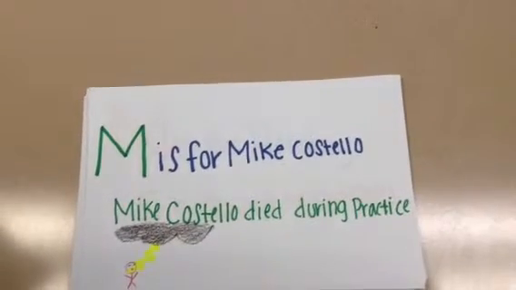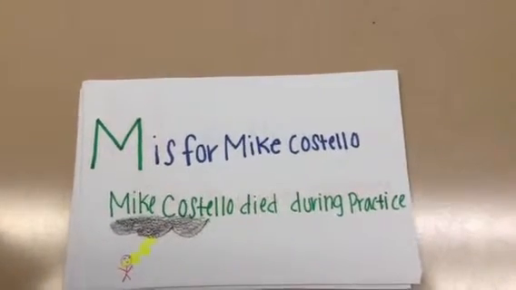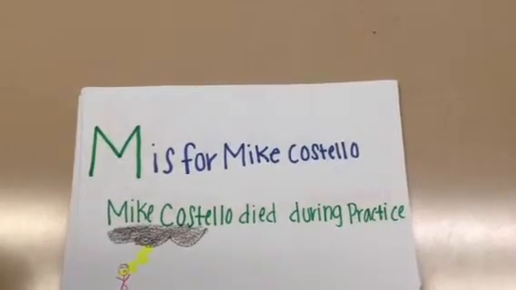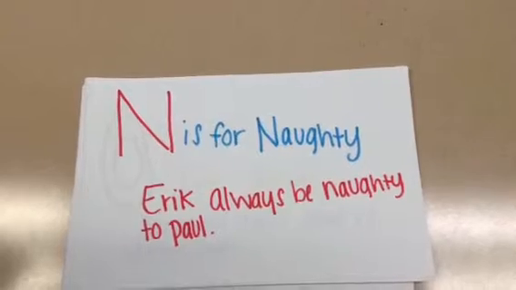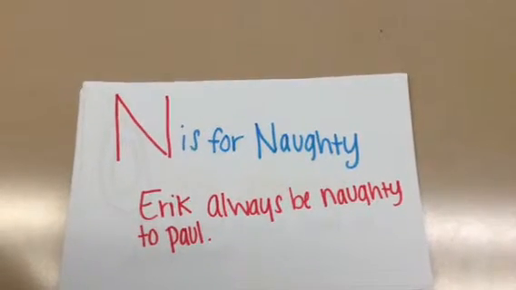M is for Mike Costello. He was one of the football players that died during practice. He got struck by lightning. N is for naughty. Eric always treats Paul bad in this story.